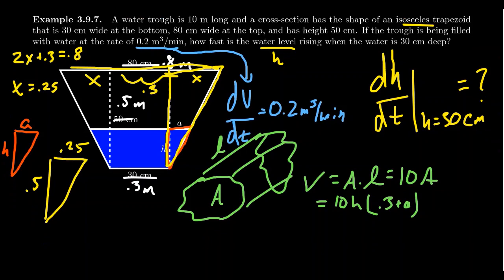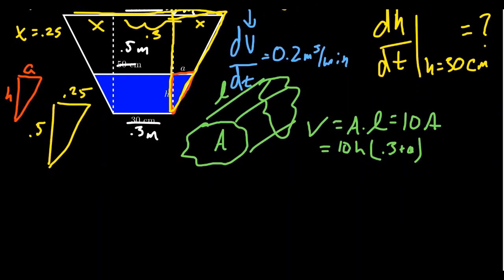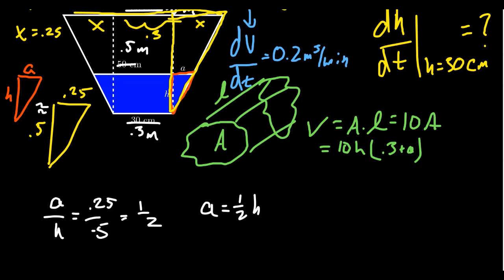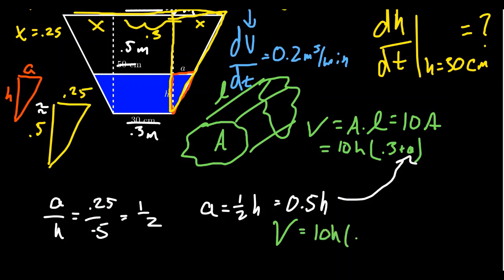And therefore, if we compare these two triangles, these two triangles are proportional to each other, we get that a over h coincides with 0.25 over 0.5, which you can actually simplify. That just becomes 1/2. Therefore, a is equal to 1/2 h, or I'm actually going to prefer this as 0.5h, and we're going to plug this in for a right here. Therefore, the volume of this trough turns out to be 10h times (0.3 plus 0.5h).